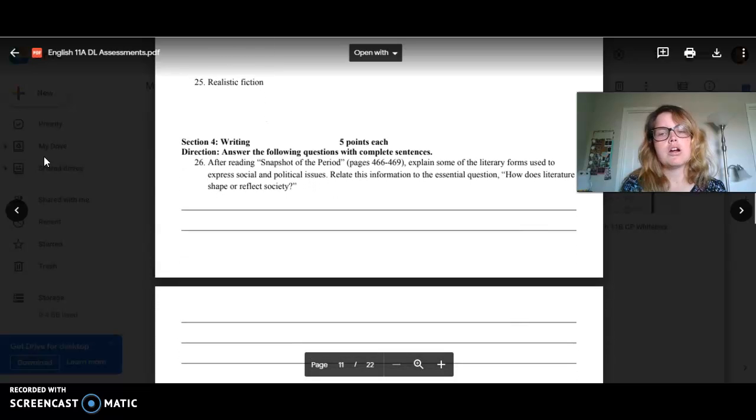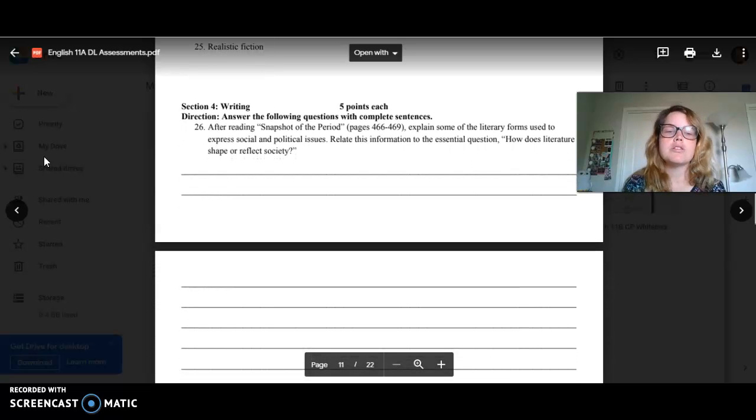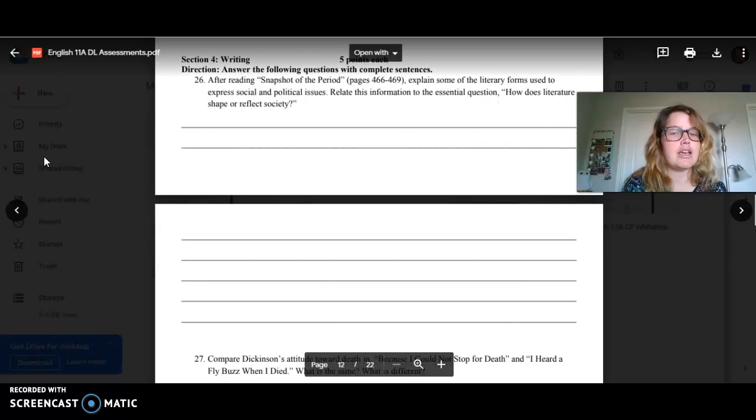These next ones are the writing ones. These are the most important ones, so take your time with them. Let me know if you need help. So after reading Snapshot of the Period on pages 466 and 469, explain some of the literary forms used to express social and political issues. Relate this information to the essential question, how does literature shape or reflect society? So think about literature, how does it shape or reflect society?